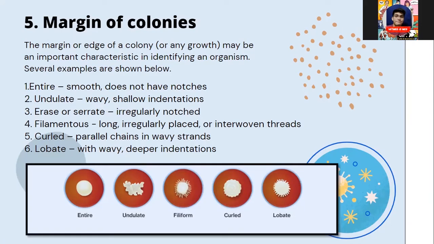Number 1, entire, it is smooth and does not have notches. Second is undulate, it is wavy with shallow indentations. Third is erose or serrate, it is irregularly notched. Fourth is filamentous, long, irregularly placed or interwoven threads. Fifth is curled, parallel chains in wavy strands. And lastly, lobate, wavy with deeper indentations.